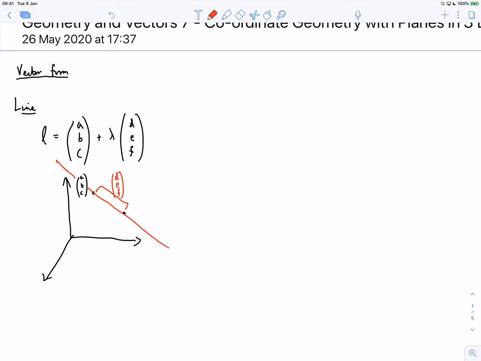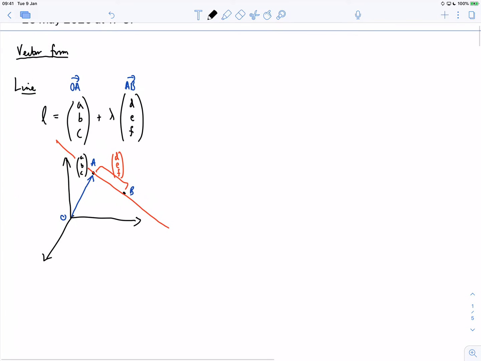Okay, and the idea is that the equation of the line in vector form is just going to be you get from the origin to one point, like that. So let's call this point A, this point B, and this point O. Then in this case, I've got A, B, C, which is the vector O to A, and then I've got some multiple of the vector going from A to B. Okay, that's really simple.